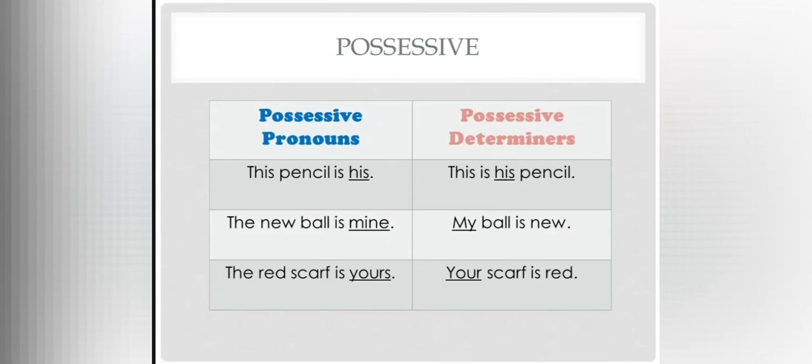Now let's move to the next example. The new ball is mine and my ball is new. The red scarf is yours. Your scarf is red. I hope you understood this topic very well.